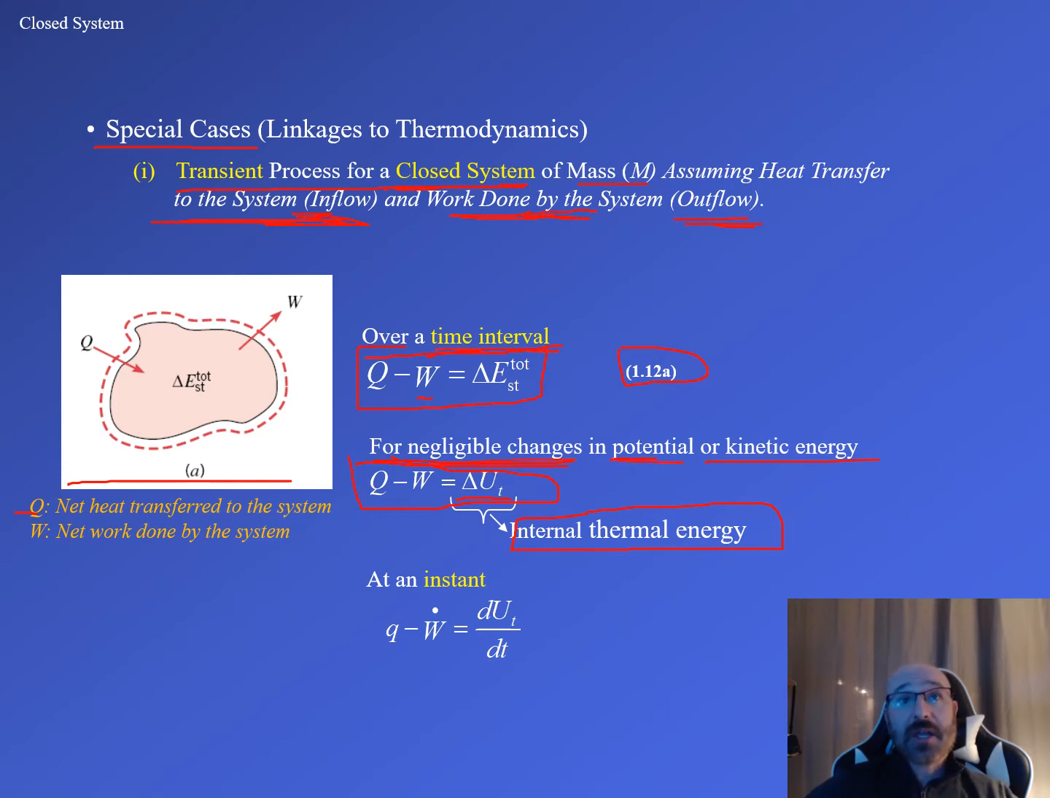Then, we looked at already the time interval. What about at an instant in time? At an instant in time, we can now deal with rates. We can say lowercase q minus our W dot, our work rate, is equal to the change in our thermal energy with respect to time. And that's, again, internal thermal energy.